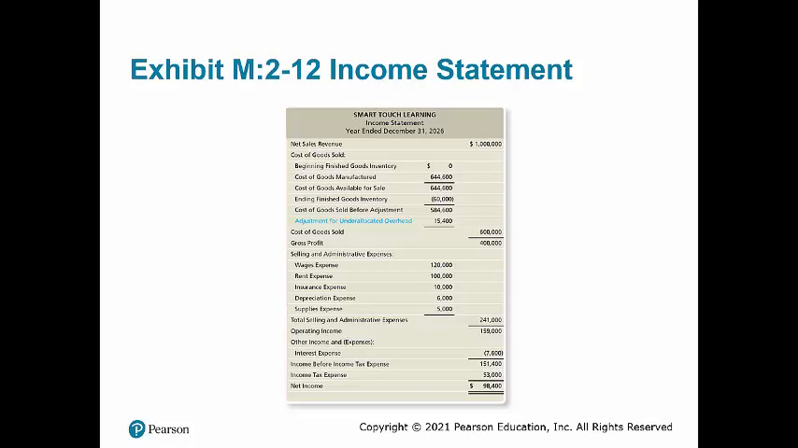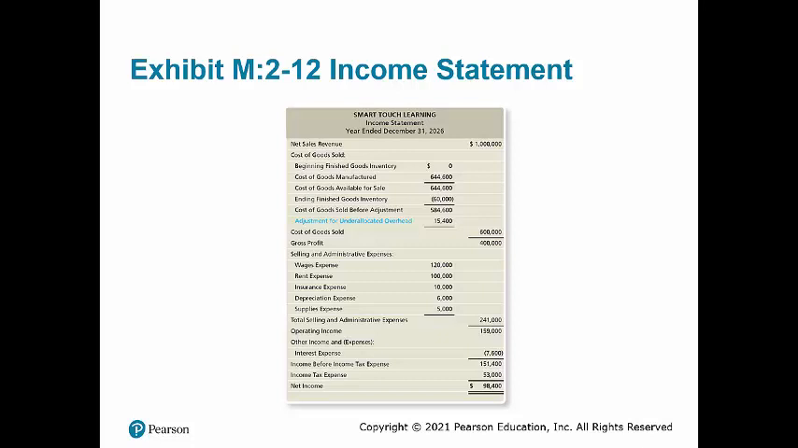Now let's look at the calculation of cost of goods sold on Smart Touch Learning's income statement for this year. Cost of goods sold starts out with the beginning finished goods inventory, which in this case was zero. We add to that the cost of goods manufactured that we calculated in the previous slide. The total of those would be cost of goods available for sale, and then we would subtract from that our ending finished goods inventory balance. Then that gives us cost of goods sold before adjustment.